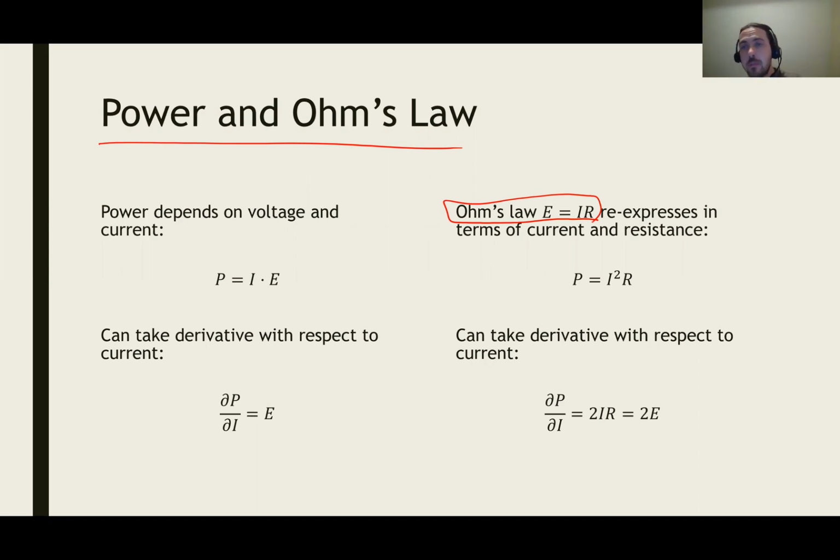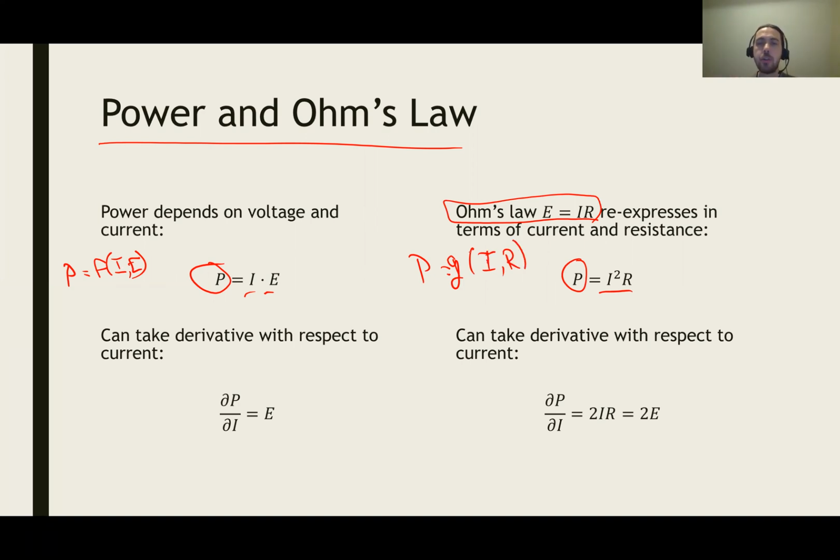And there's an output variable that we can think of that depends on those called power. Power depends on voltage and current. It's the product, I times E. Or if we like, we could use Ohm's law, and we could say that power is also equal to I squared times R. The first says that power is some function of current and voltage. This one over here says that power is some other function that depends on current and resistance.